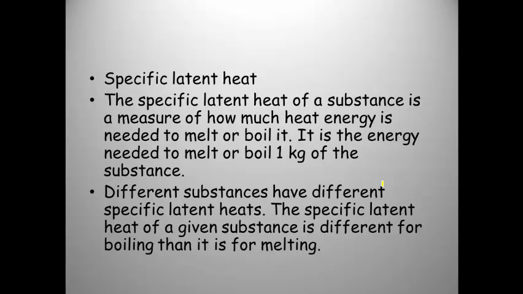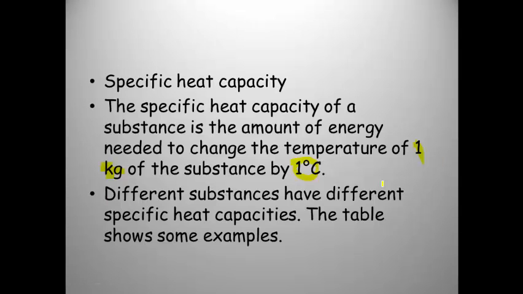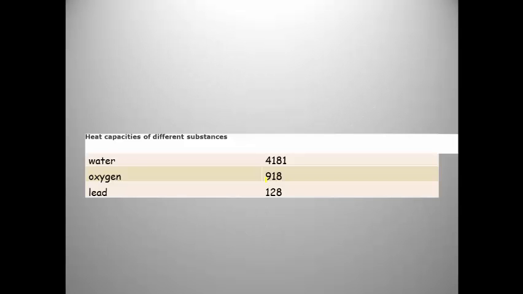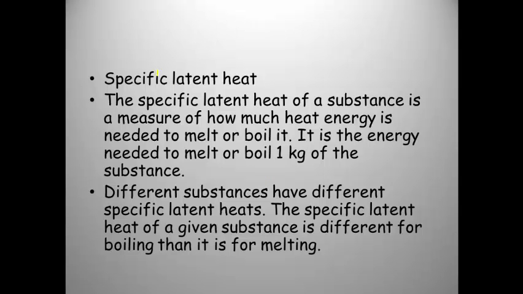Let's go back to this graph over here. You see all the energy that we're given to be able to turn it from a solid into a liquid. Well, you can also have an equation for that. That's called the specific latent heat of a substance, and it's a measure of how much heat energy is needed to melt or boil 1 kilogram of that substance. And again, just like specific heat, different substances have different specific latent heats.